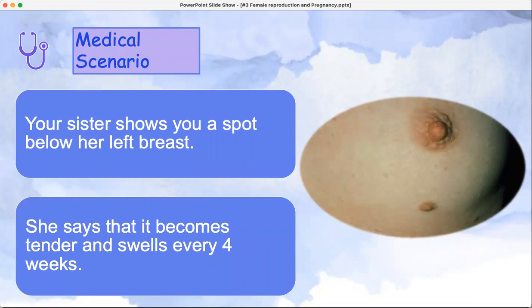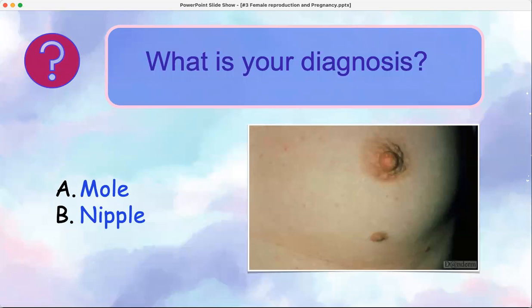Okay, next thing, we're going to make just a couple comments about breasts. Your sister shows you a spot below her left breast. She says that it becomes tender and swells every 4 weeks. What is your diagnosis? Is this a mole or a second nipple? And the answer is it's a second nipple. It's along the milk line.